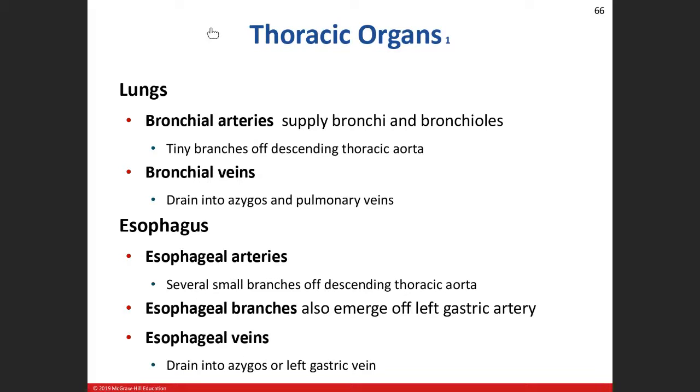The esophagus, again, same thing. Those little tiny branches that we saw coming off of the descending thoracic aorta, there are tons of little ones. We'll also see some of these branches coming off of the left gastric artery. We'll talk about that in a second down in the abdominal region of the body. And the venous return is again going to drain into the azygous vein, and in this case we'll also have some branches that go into the left gastric vein.